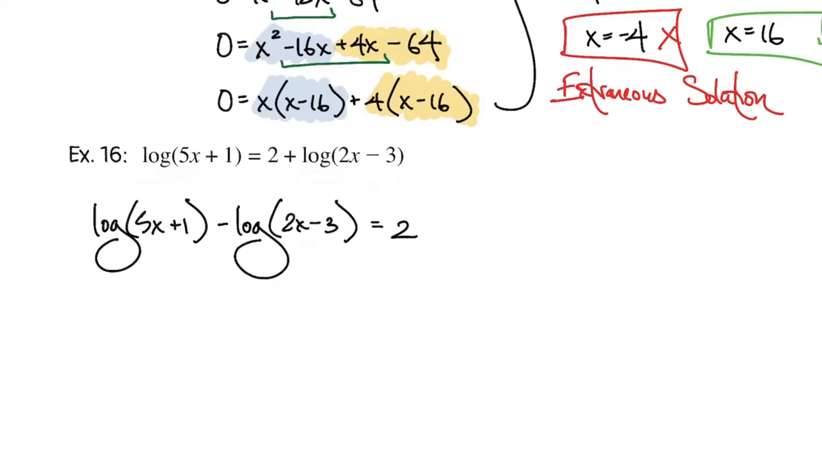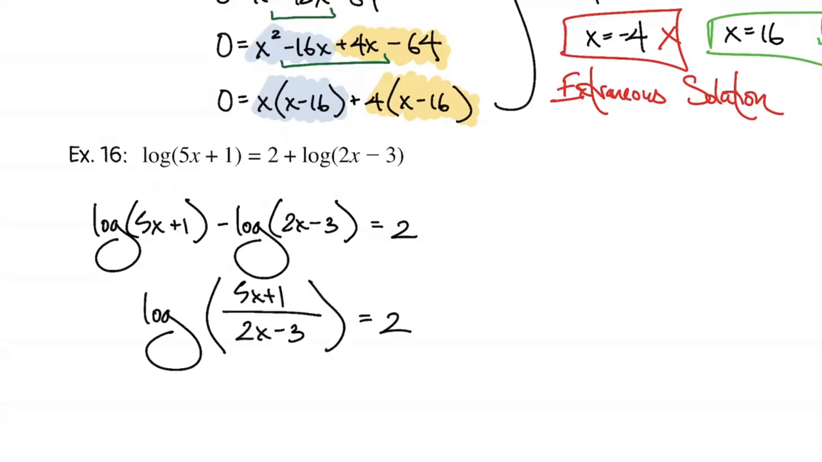Now someone even gave me the thing that comes after this step. As soon as we have this, now we can condense our logs. In particular, we would end up with 5x plus 1 over 2x minus 3 equals 2. Now, I sort of left an aggressive amount of space here.